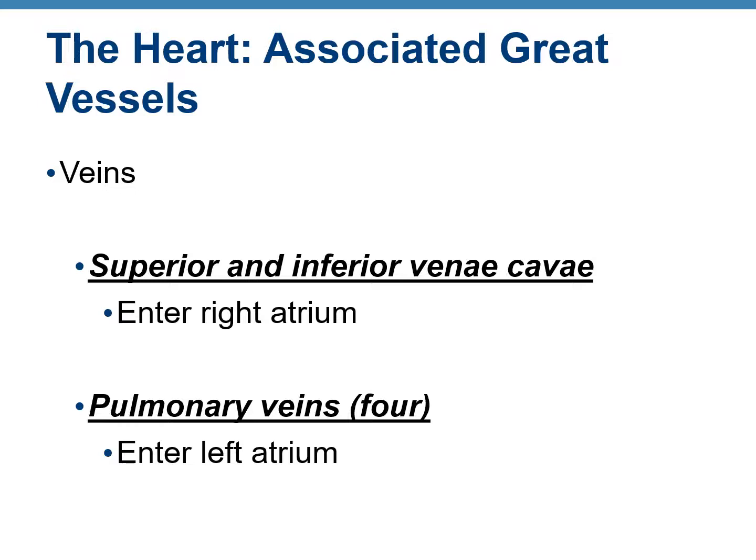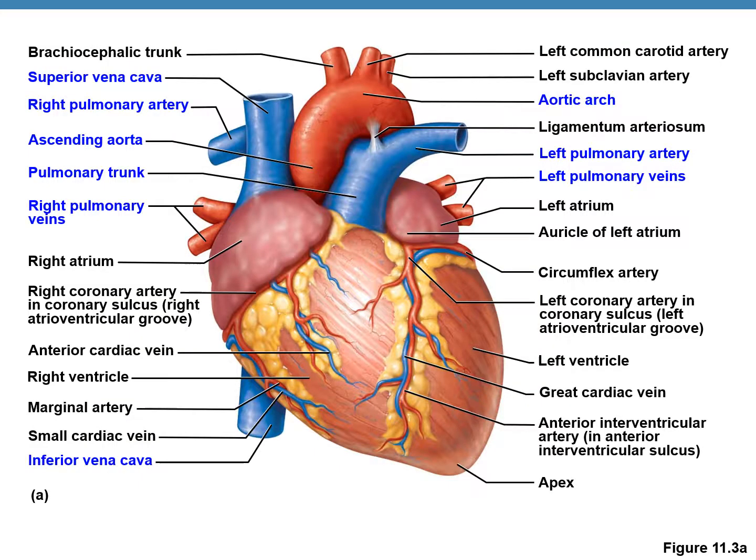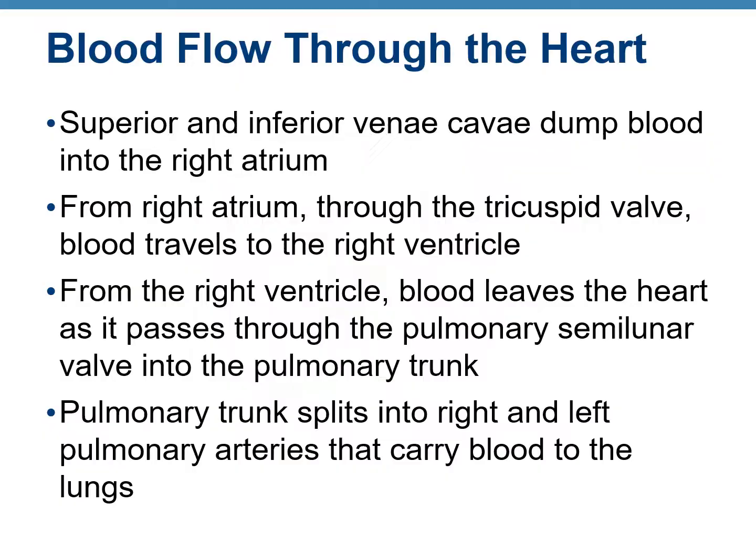The other type of vein, which I mentioned in the previous slide, are the pulmonary veins. These are 4 pulmonary veins which are responsible for bringing oxygenated blood from the lungs to the left atrium. This figure shows some of these important blood vessels that were just discussed in the previous slides. The next couple of slides talk about the blood flow through the heart, and I'm going to explain this using a flow chart in the subsequent slides. Let's go to that slide.